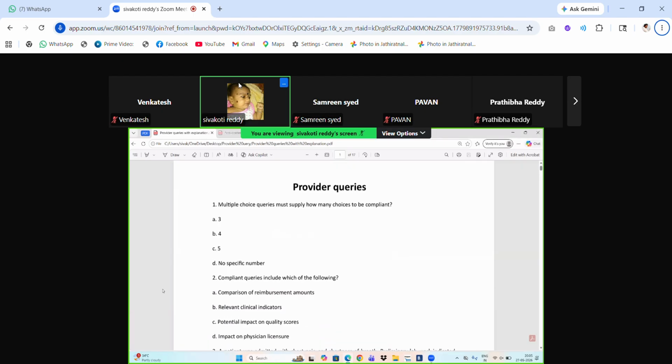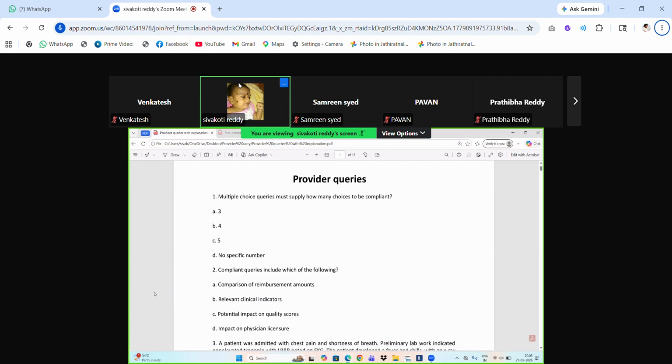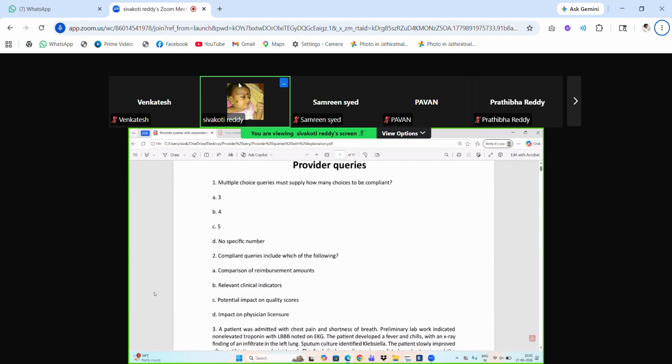So today we can discuss multiple choice queries. First question: multiple choice queries must supply how many choices to be compliant? How many options do we need to give while raising the multiple choice query? No specific number. There is no specific number of multiple choice options to give. Okay.